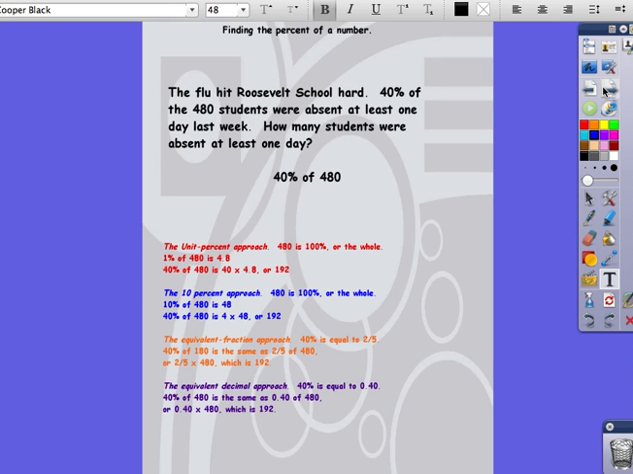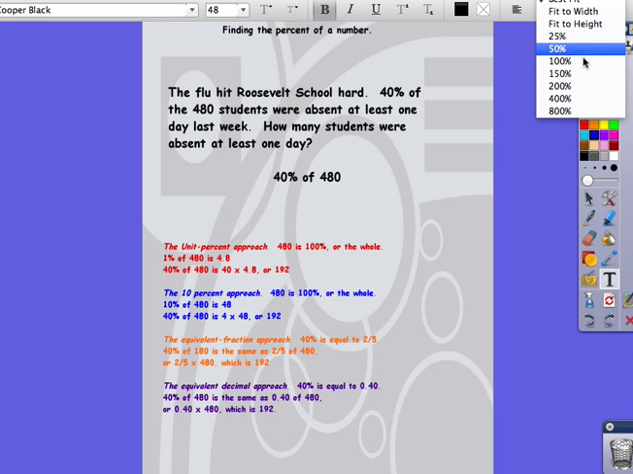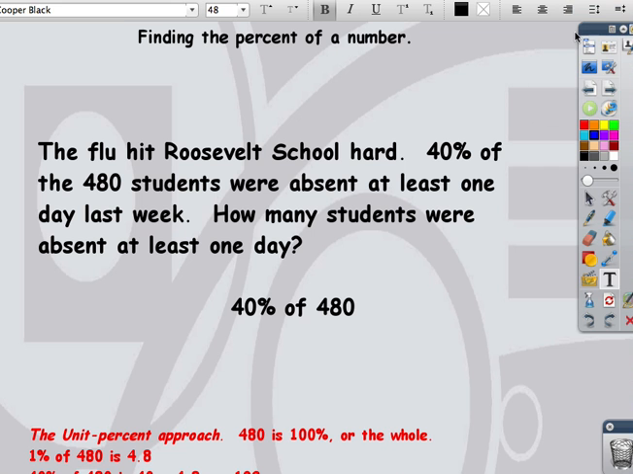Taking a look, there are 4 different ways that we can find percents of a number. You need to figure out whatever works best for you. So first, let's take a look at our question. The flu hit the Roosevelt School hard. 40% of the 480 students were absent at least one day last week. How many students were absent at least one day? So we're trying to figure out what is 40% of 480.